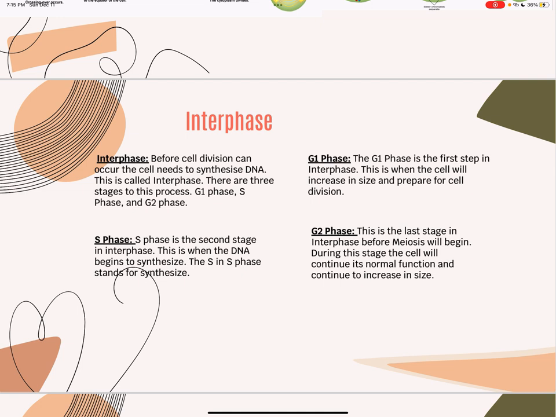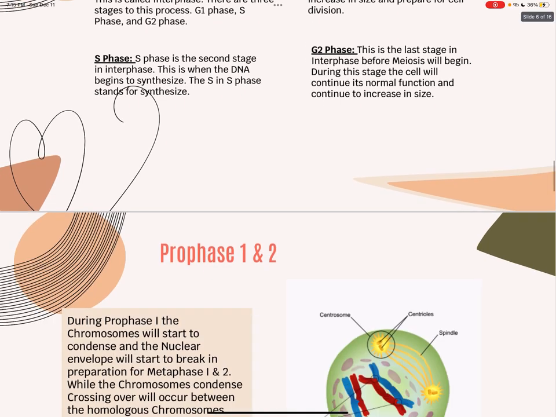There's G1, which is the first phase, and that is when the cell is going to increase in size and prepare for division. In the S phase, the S stands for synthesis, and DNA is beginning to synthesize. And in G2, that is the last stage before meiosis, and the cell is continuing normal function and continuing to increase in size before it even goes into meiosis.